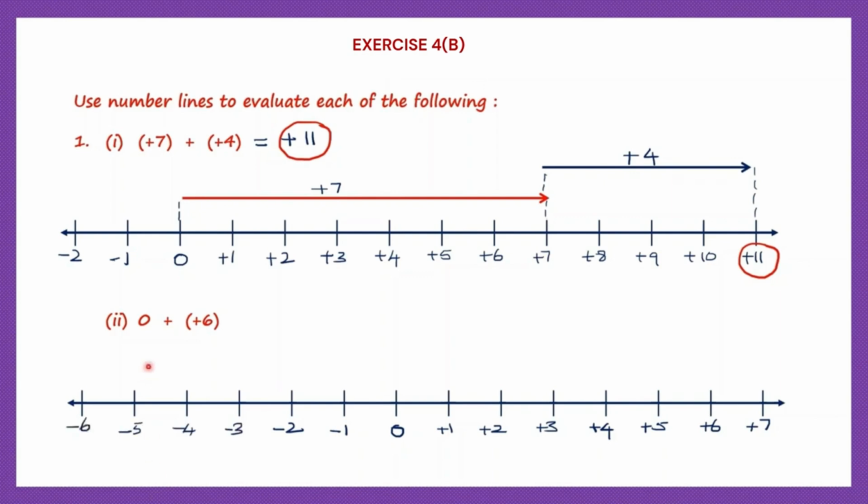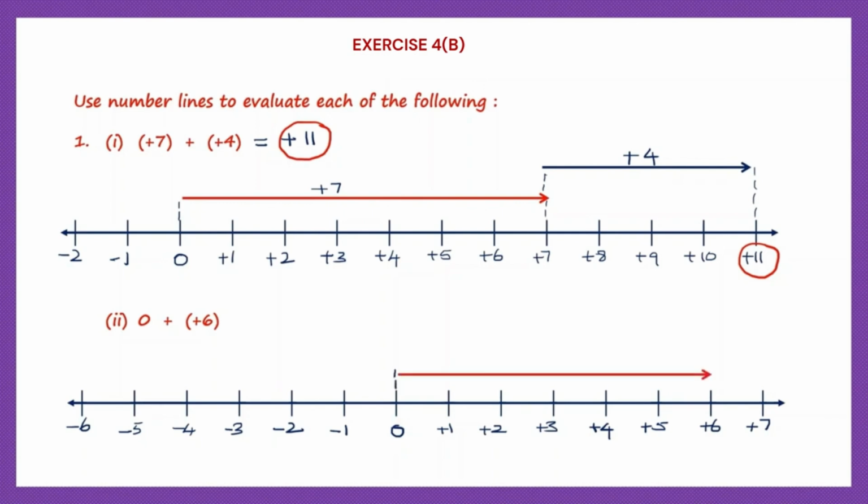Now let's start. The first integer is 0. That means we are starting from 0. We don't have to go anywhere else because 0 is there itself. Then we look at the next integer. The sign is plus. That means we move to the right by 6 places. From 0, 6 places will be 1, 2, 3, 4, 5, 6. So we will reach 6. Let's start from 0 and go up to 6.